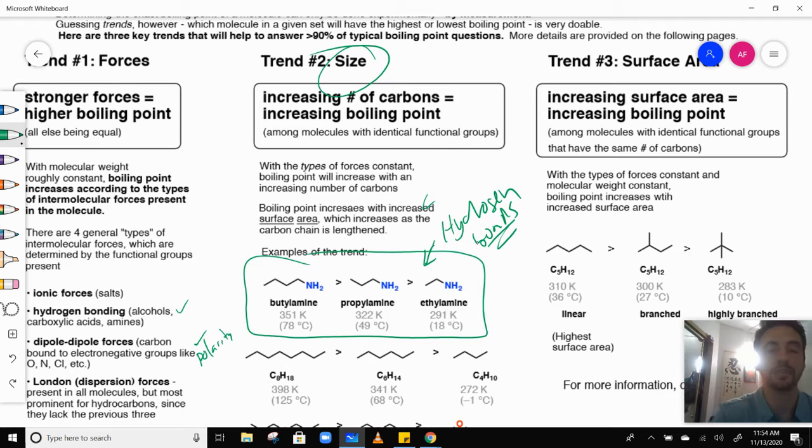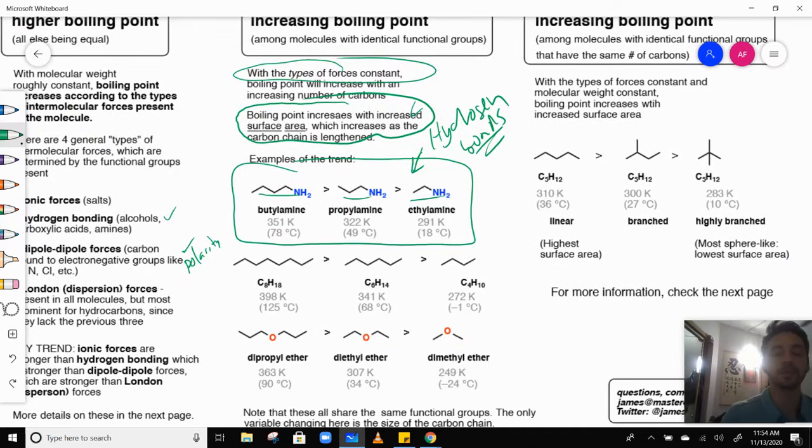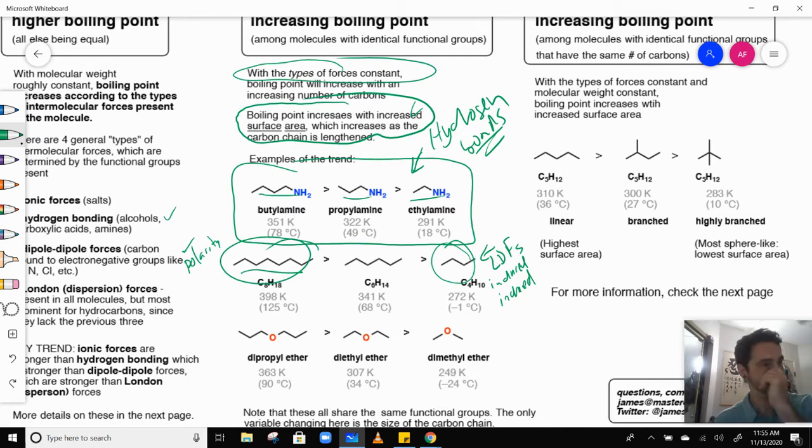So we have all hydrogen bonds. Those types of forces are constant. So the boiling point increases with increased surface area or increased size. This one is longer than this one, so it's higher in boiling point, and this one's the shortest. These ones down here all have just LDFs, London dispersion forces, or just induced dipole. Just straight LDFs. So the bigger the chain, the higher the boiling point. Long chain, higher boiling point.